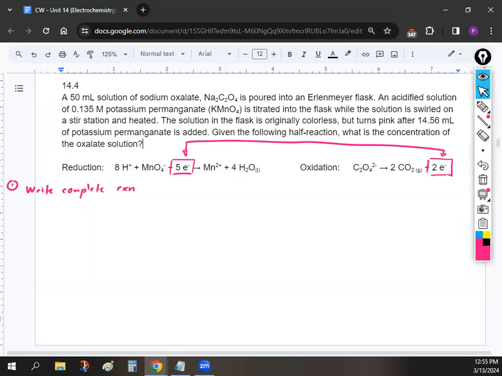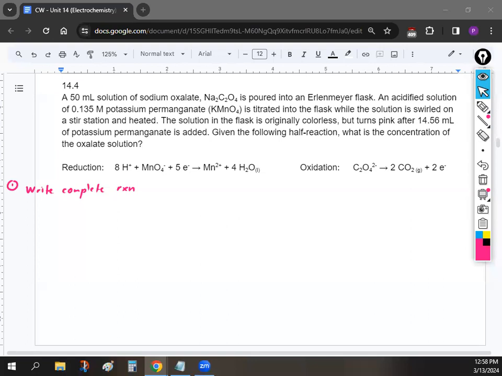Does that make sense, guys? So you're going to multiply the reduction half reaction by a certain number so that the electrons for the reduction half reaction will be equal to the electrons in the oxidation. And then same thing here, you can multiply this one as well. So I'll give you guys about 3 minutes. Try that out. Try to combine the reactions together. Again, you need to multiply both of them. And then after that, we'll go over it together.